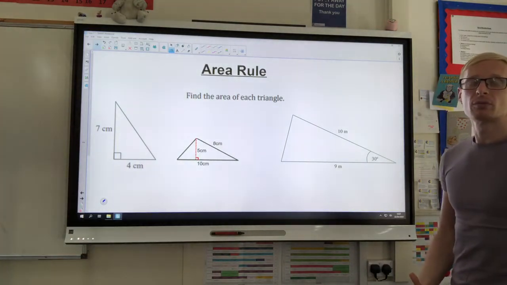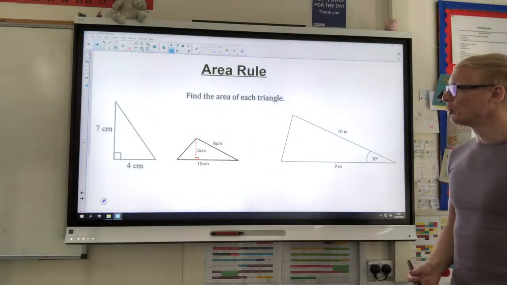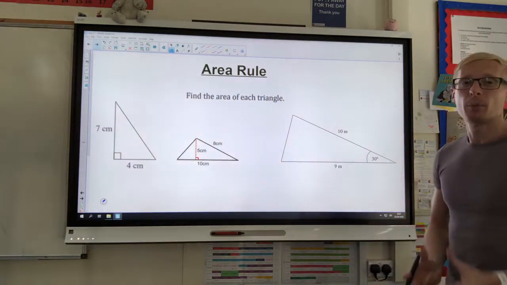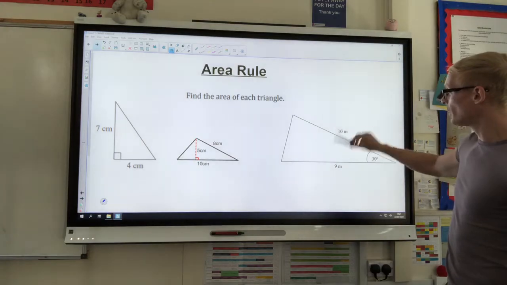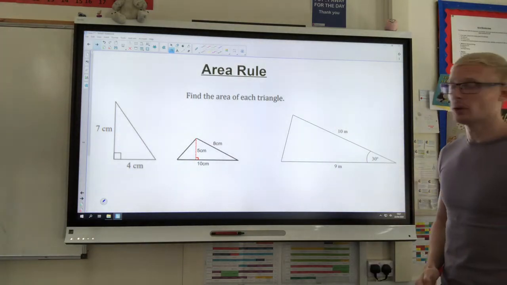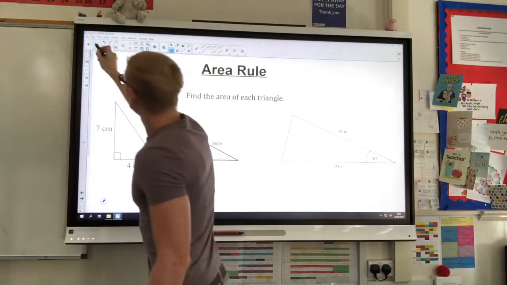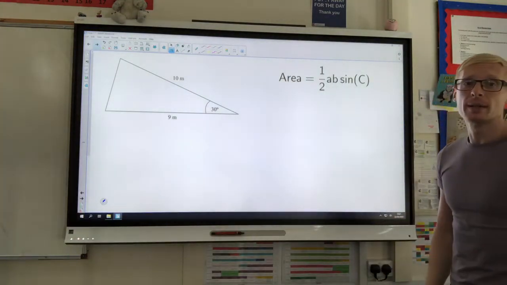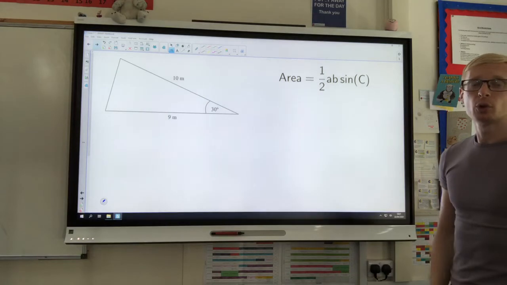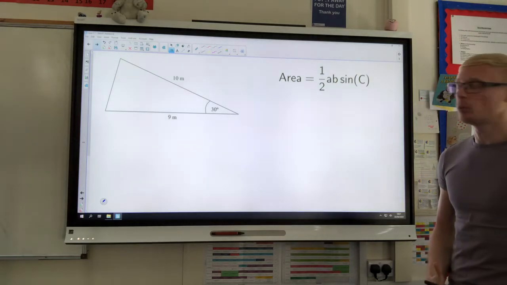Okay, so the first thing you'll need to write down is you're going to use the area rule when you don't have the base and the perpendicular height. What we do have is an angle and two sides either side of that angle. So this is the area rule, half ab sine C, and you're going to need to write that down in your books. You're going to need to highlight that. That's the final formula that you need to learn. It's not given to you, you need to learn that formula.